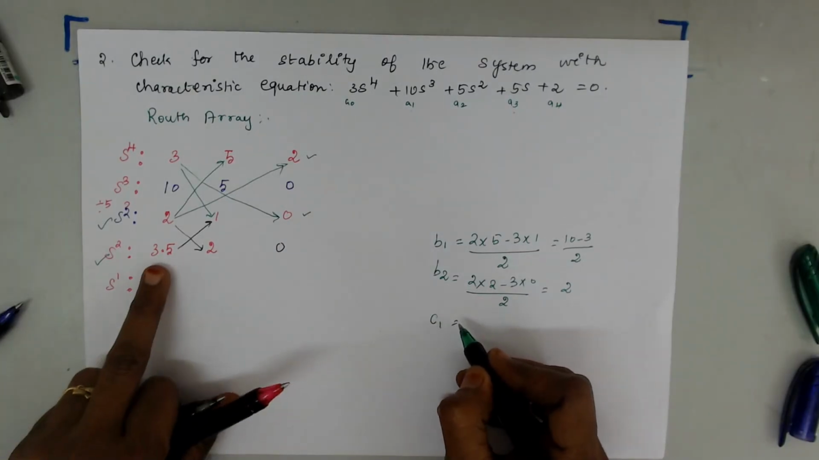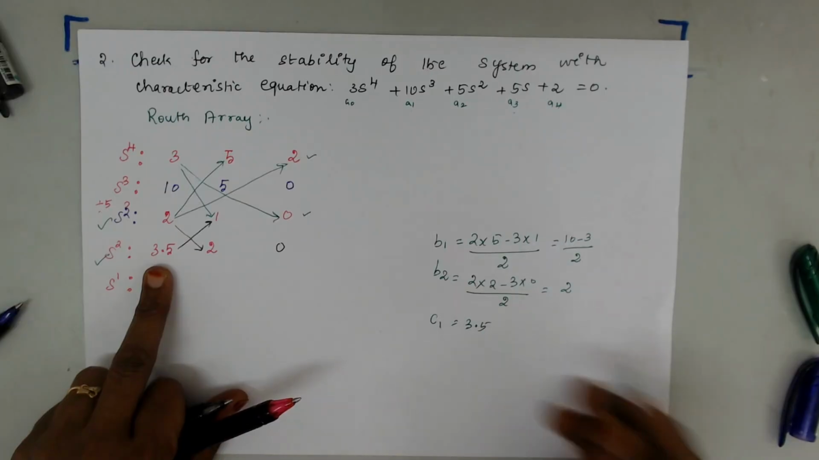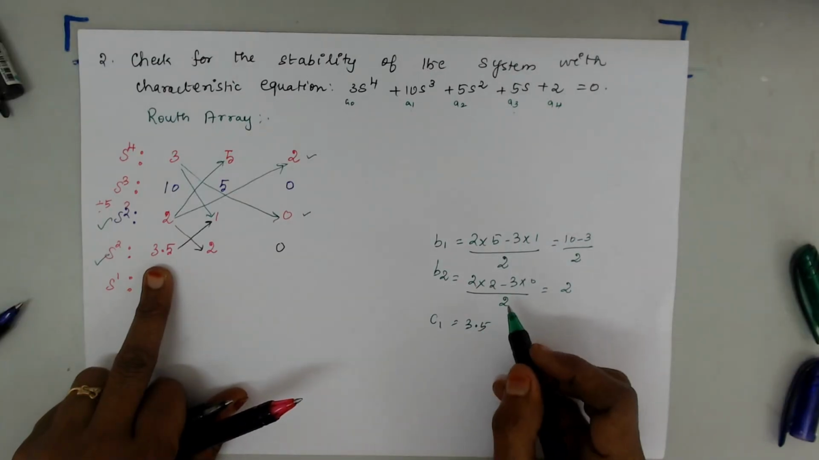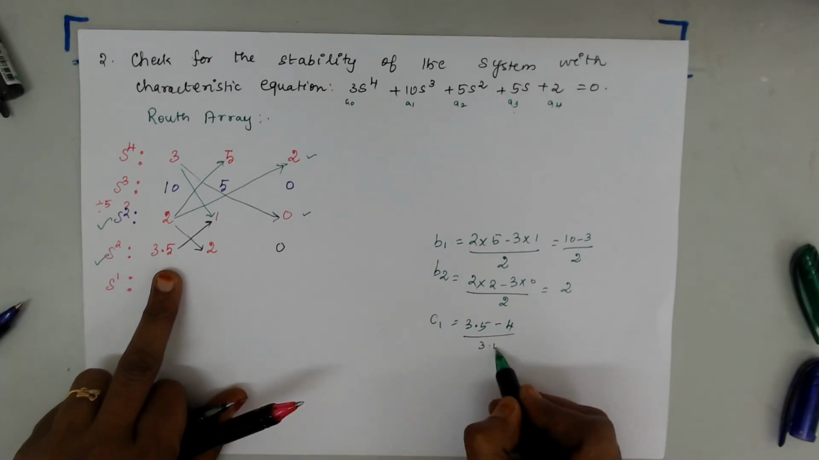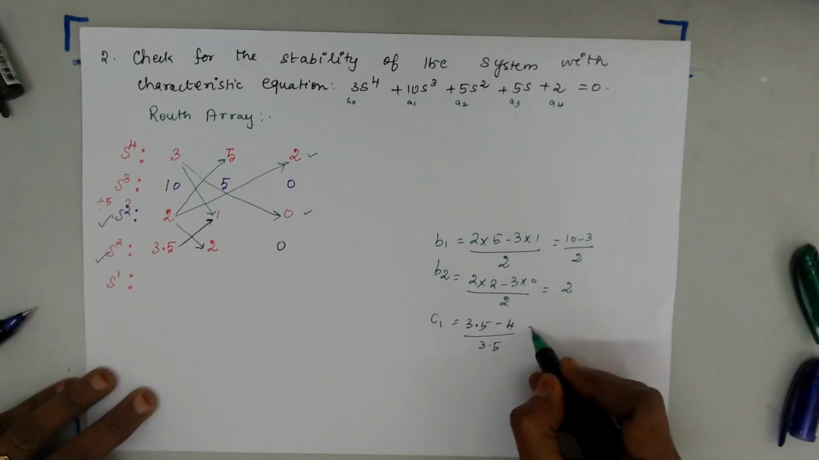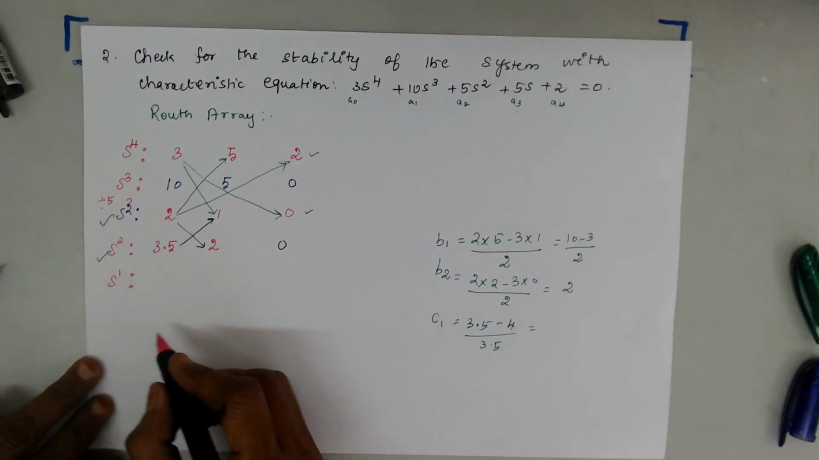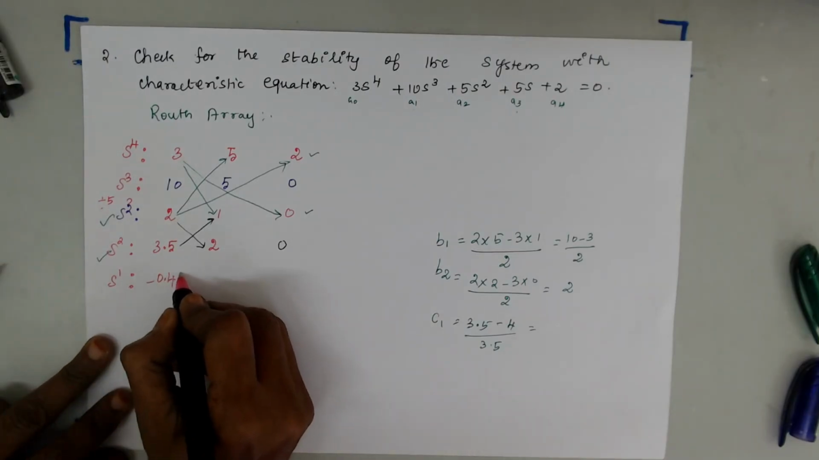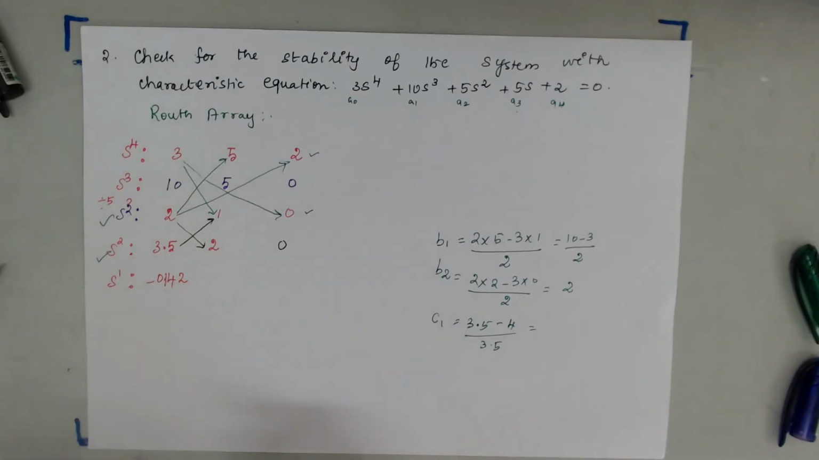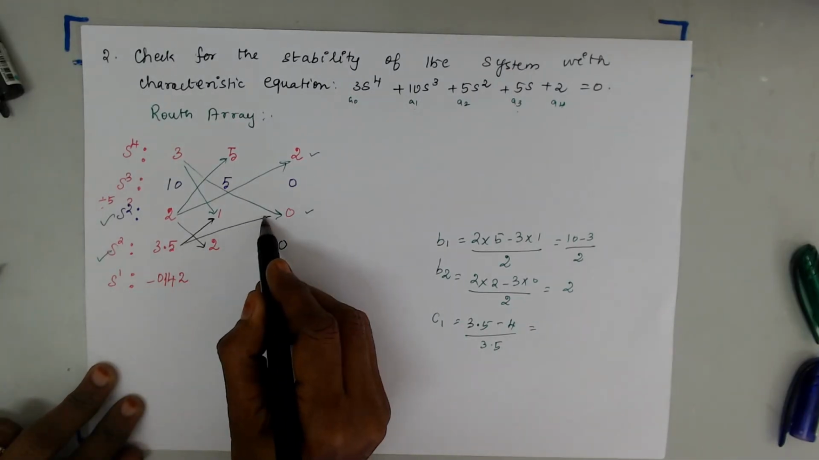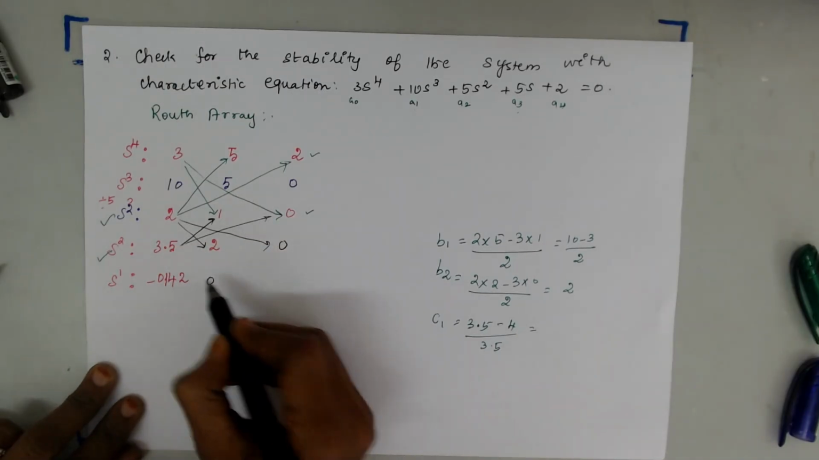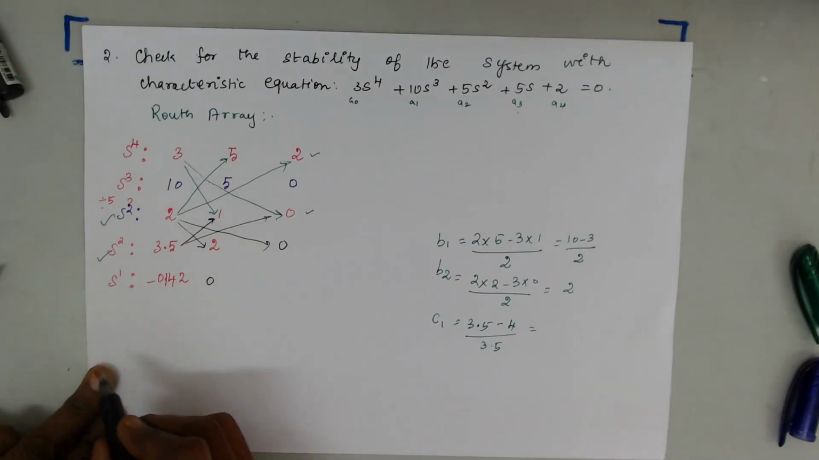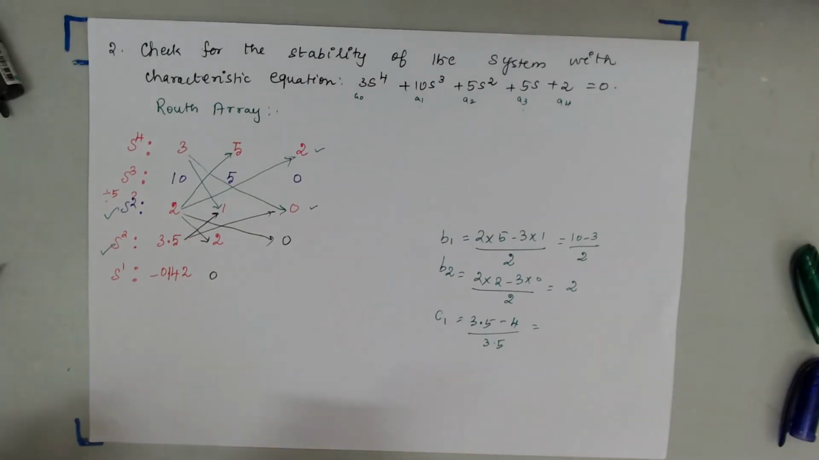So c1 is equal to 3.5 minus 4 divided by 3.5. So we'll get the answer as minus 0.142. And you have to frame the next element. So use these two elements. Since both are multiplied by 0, naturally we are going to get a 0 here. So complete the s1 row. It is completed.